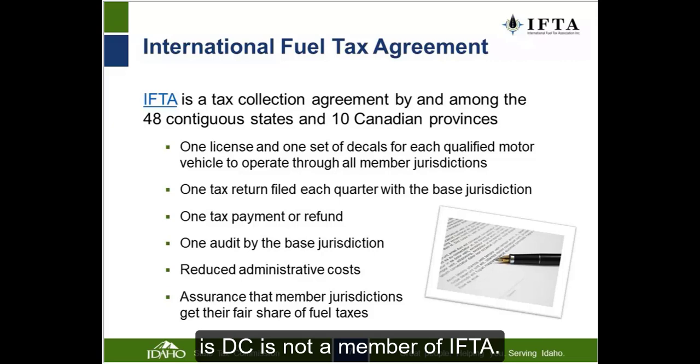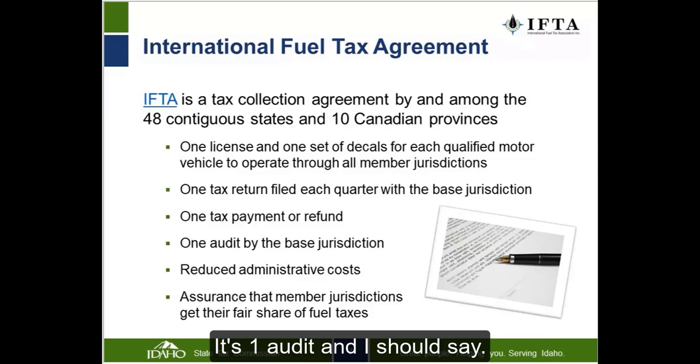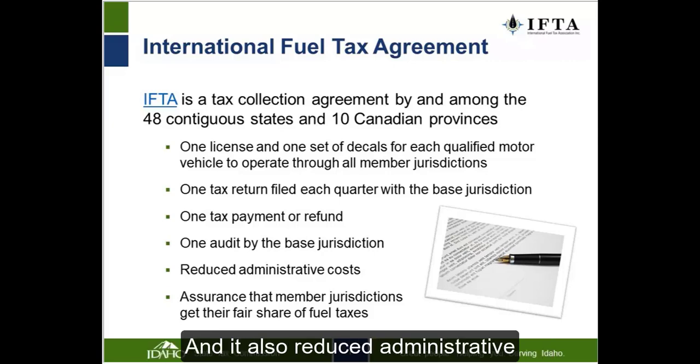Some of the benefits for you as a licensee are 1 set of decals for each qualified motor vehicle to operate through all member jurisdictions. It's 1 tax return filed each quarter with Idaho in this case. It's 1 tax payment or refund. It's 1 audit, and I should say 1 joint audit, because we do audits jointly for IFTA and IRP, so it would be 1 joint IFTA and IRP audit. And it also reduces administrative costs for you as the licensee or carrier.